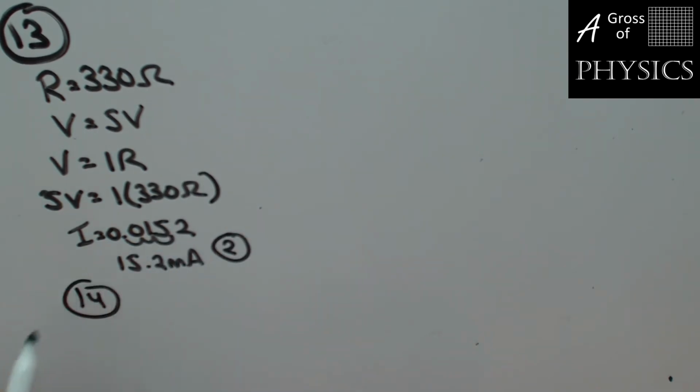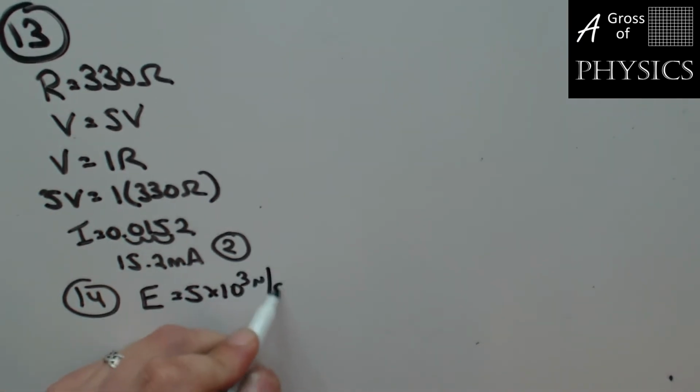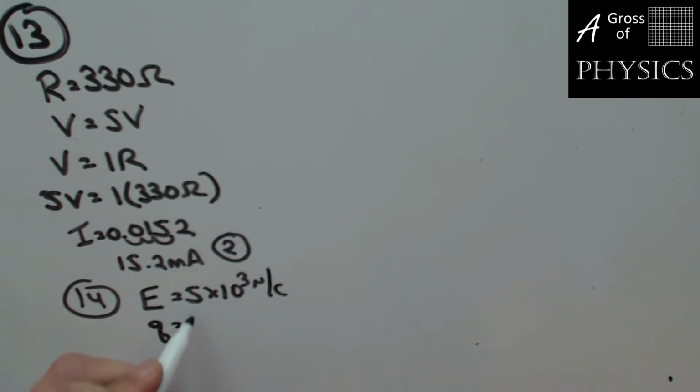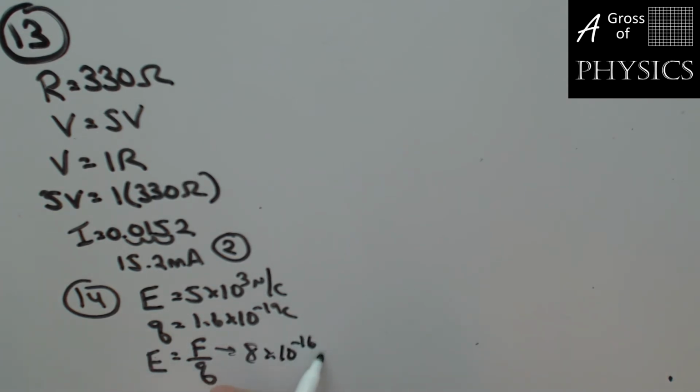All right, 14. What's the electric force acting on an electron located in an electric field with an intensity? So the electric field intensity is 5 times 10 to the 3 newtons per coulomb. And we have an electron, so it's 1.6 times 10 to the negative 19 coulombs. The equation is E equals F over Q. So I'm going to multiply E and Q, so 5E3 times 1.6E negative 19. And the force is 8 times 10 to the negative 16 newtons, which is choice 2.